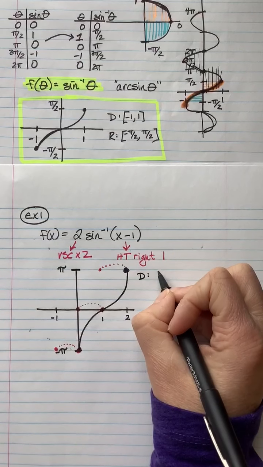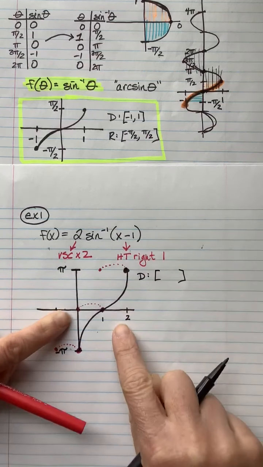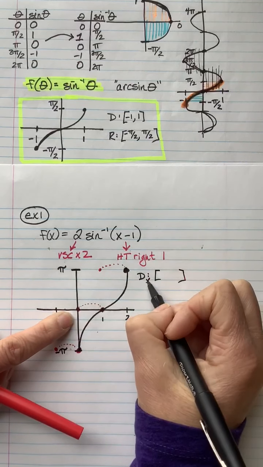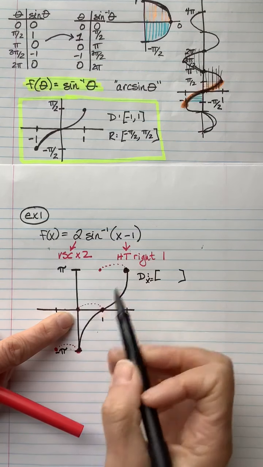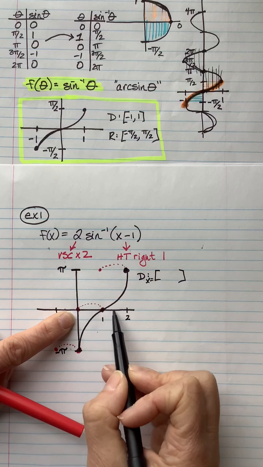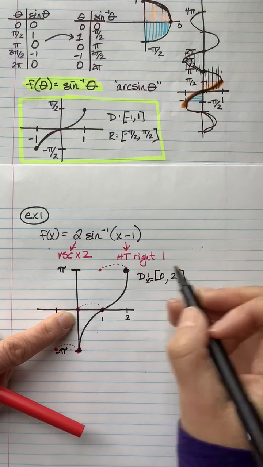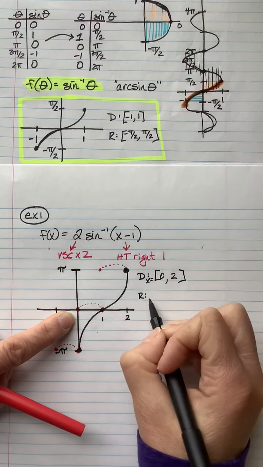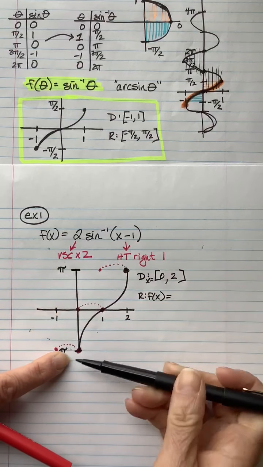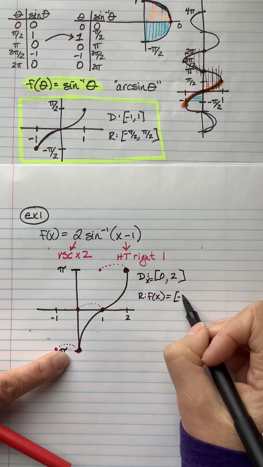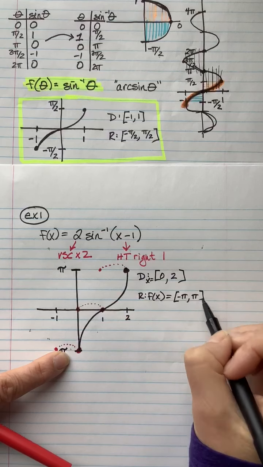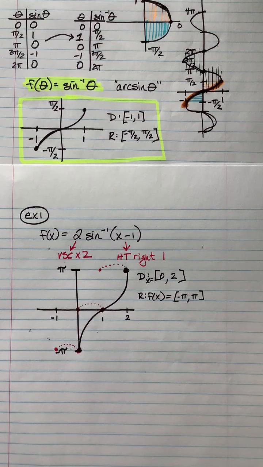Domain. Once again, we're looking at our x's. So I could do a little x equals inside domain. We're going from 0 all the way to 2, inclusive. And my range, which is my f of x, is going to be from -pi to pi. Cool. And that's it.